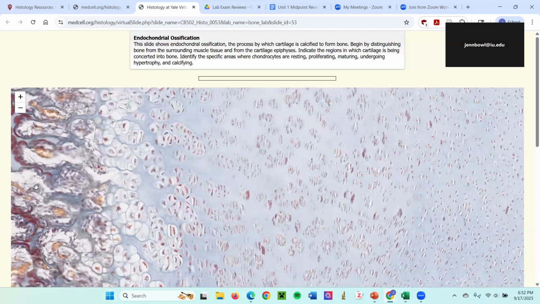So your big tip for the lab exam is to focus on these middle transitional zones. Things like the resting zone, the zone of hypertrophy, the zone of calcification. Those are going to be really good test questions because that requires you to understand what hyaline cartilage looks like, as well as spongy bone. And it requires understanding of that process, how we go from just regular cartilage all the way to spongy bone.